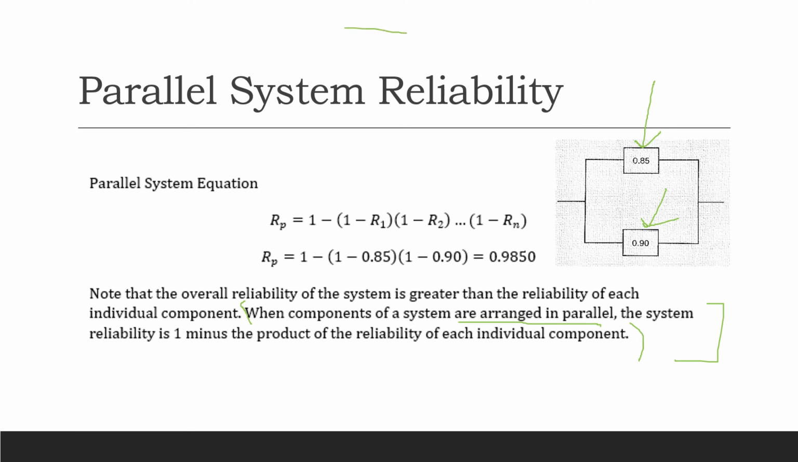For series, it is pretty easy. The components go this way in arrangement, so all you have to do is multiply the reliabilities. You don't need to find the failure of any of that.